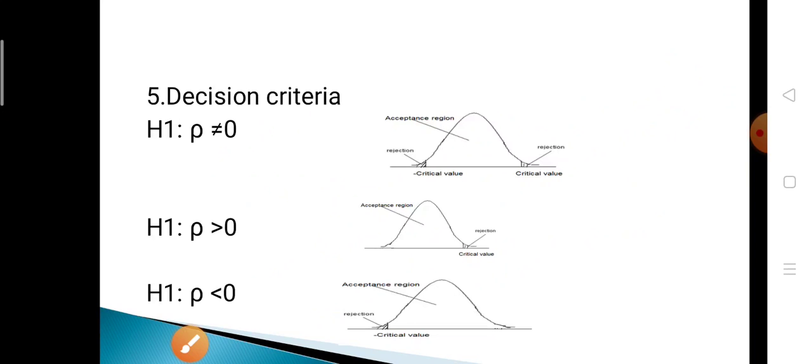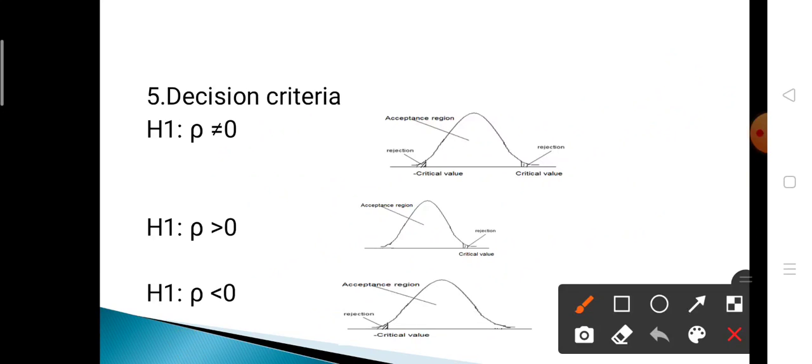Now the last step is the decision criteria. There are three cases: one-sided right, one-sided left and two-sided test. For the two-sided test, there are two rejection regions, to the right side as well as to the left side, and the middle part is the acceptance region. This point is the positive table value and this point is the negative table value, that is, the negative critical value and positive critical value.